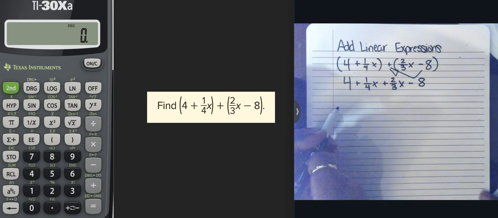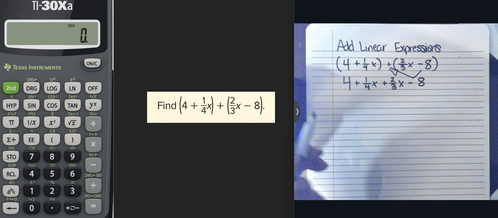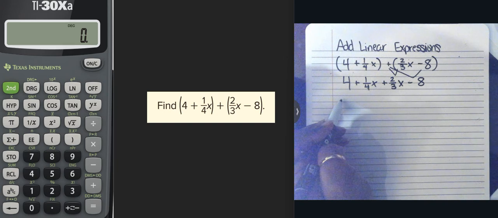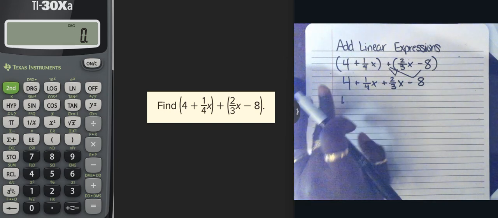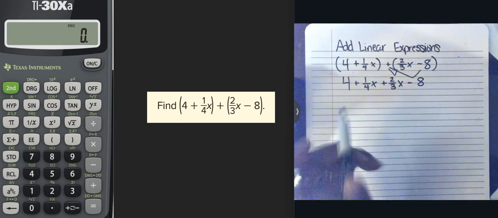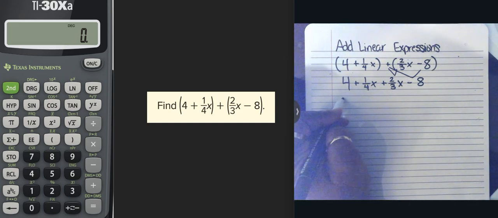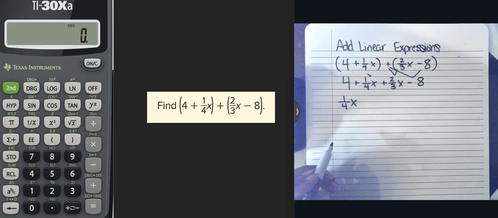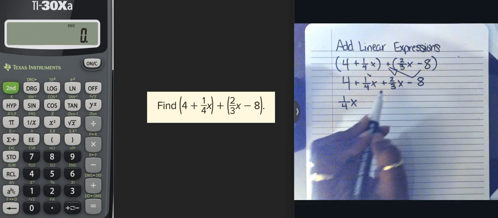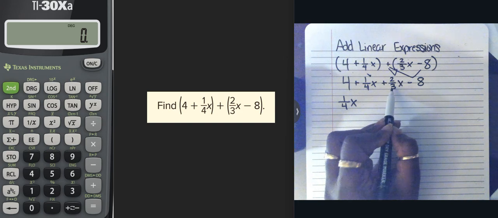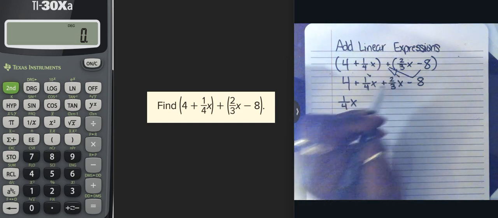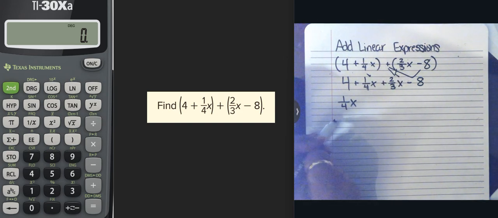And so what we can do is set it up by stacking our terms. I usually put my constants last, so I'll continue with that. I'll put a variable first. So this is going to be 1/4 x. I'm going to put a check mark over it to let me know that I've addressed that. And then I'm going to put 2/3 x below it. So it's going to be plus 2/3 x.